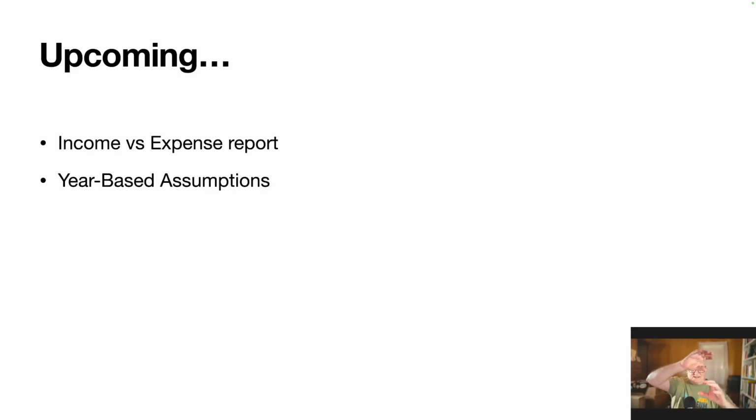Next week, I expect to work on that income versus expense report. Basically, it's a little bar chart each month: how much is your income, how much is your expenses, and then I'd like to put a line that shows whether you are above or below zero. If we finish that, we've got some refactoring to do that requires persistence changes, and we may do that first. But I'd like to also get onto year-based assumptions.